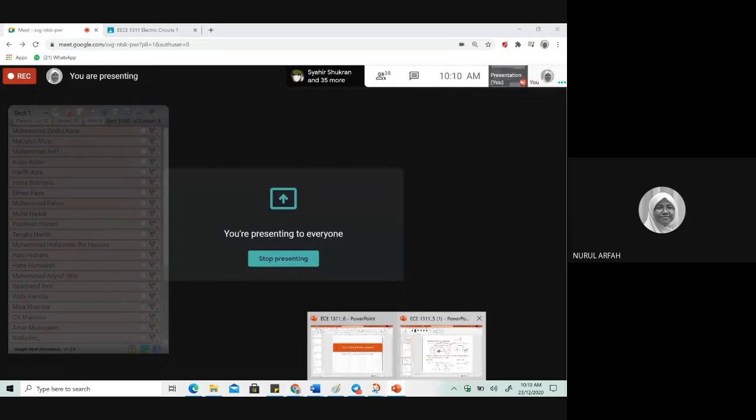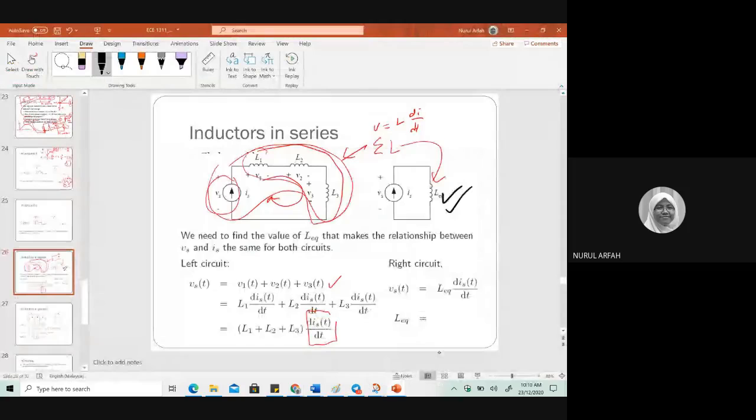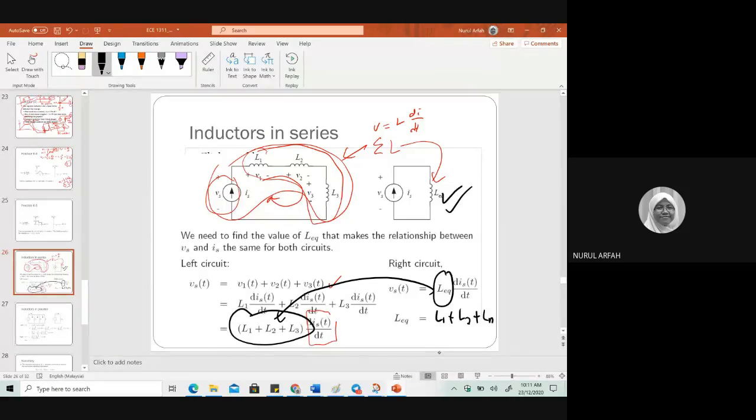Okay. And so L equivalent here is equal to L1 plus L2 plus dot dot dot plus Ln, where n is the number of inductors in series.